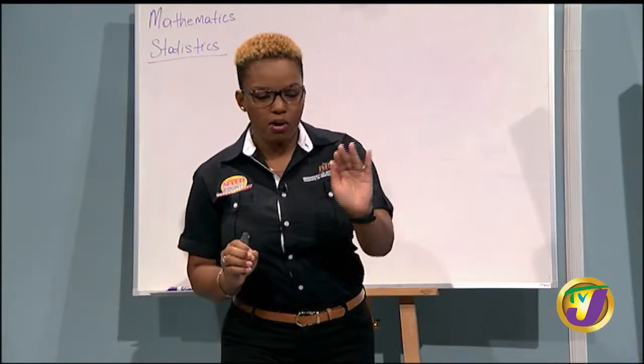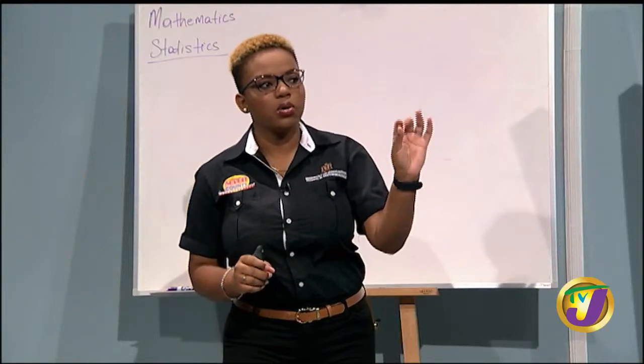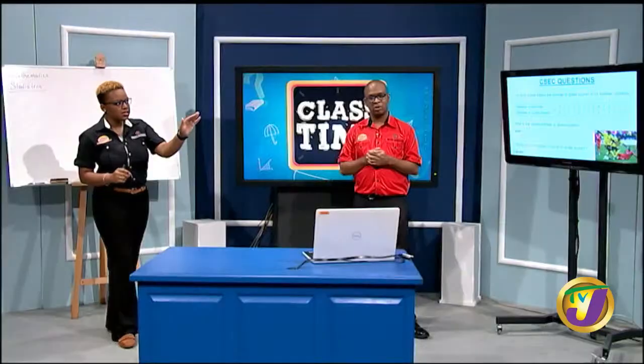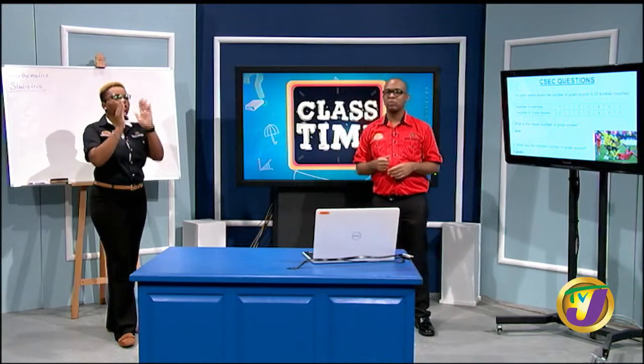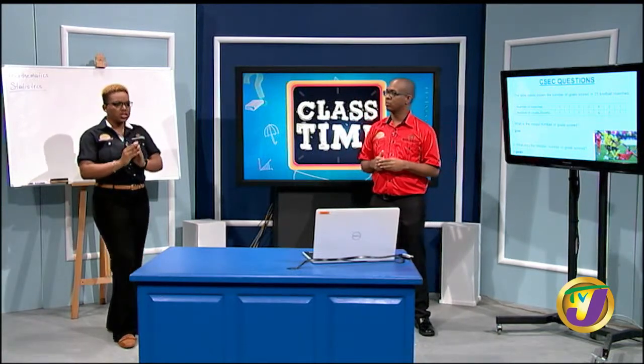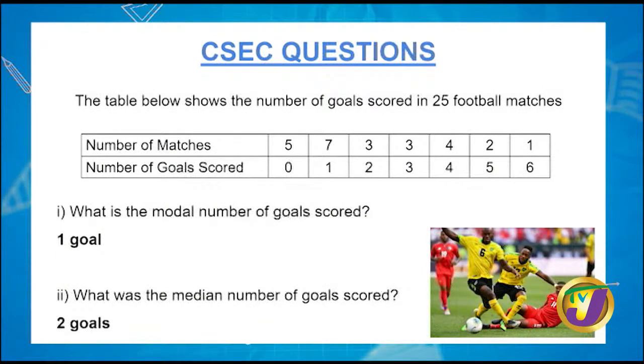So looking at the number of goals scored now, we want to find out which of these will fall in the 13th position. We already have 5 zeros, no goal, 7 matches scoring 1 goal, and that is 12 matches already. And we now want the 13th position. So 2 matches with 2 goals would fall in the 13th position. See if you can visualize it with me. If you can't, write it out and see if you can see what I'm saying. All right, so our median number of goals would be 2 goals.